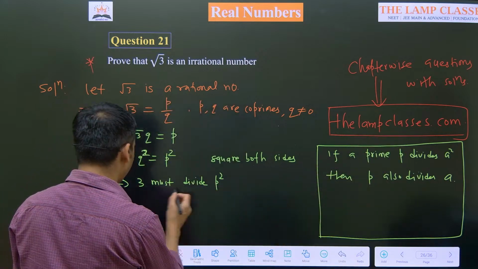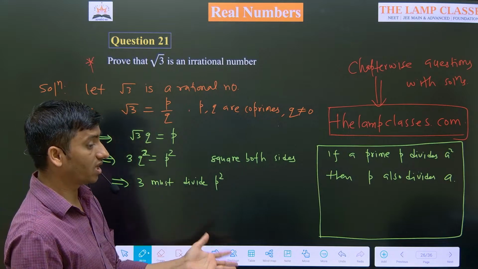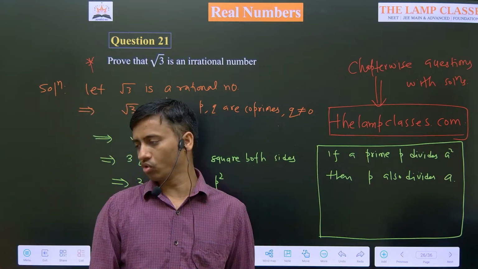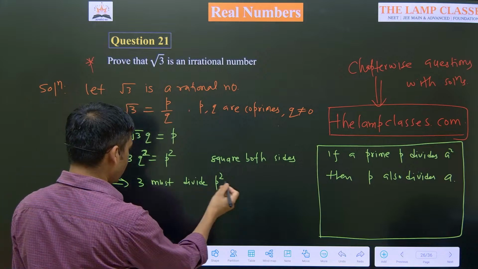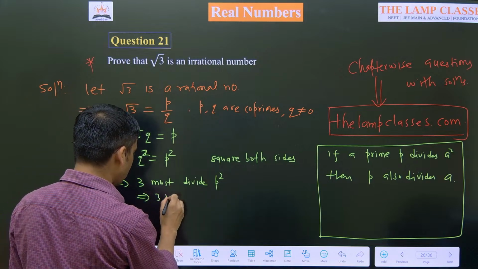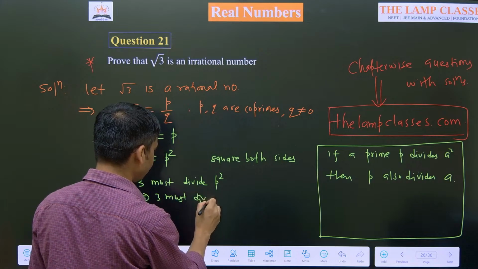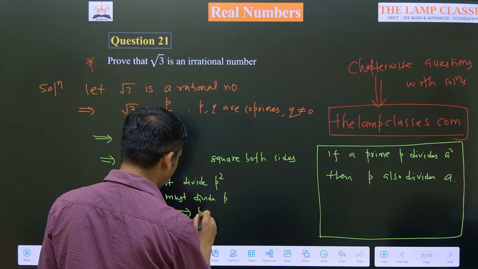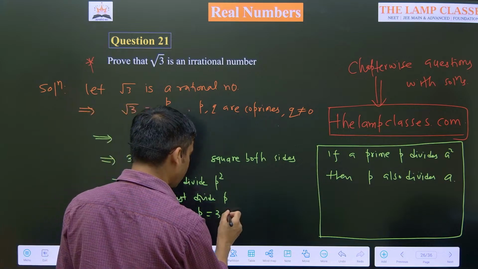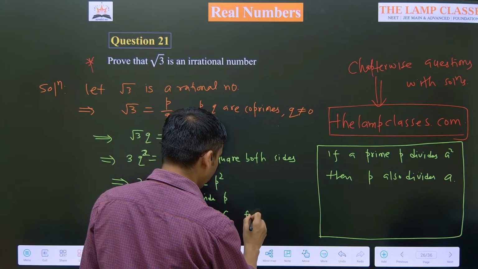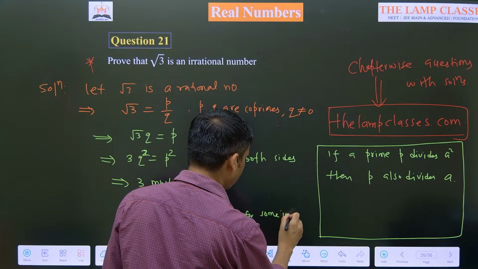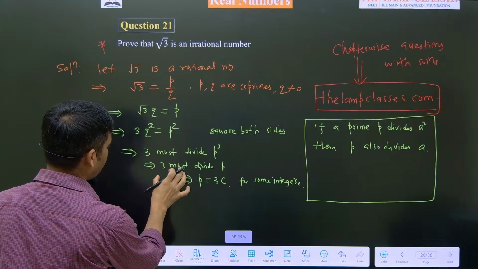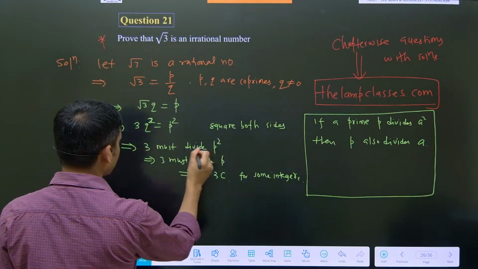So 3 must divide p square. There should not be any confusion here. If you have confusion, then in place of taking p and q, guys, you take a and b as the co-prime numbers here. So if 3 divides p square, then can I say 3 must also divide p? Must divide p. And if 3 divides p, that means p is actually a multiple of 3. So can I say p has to be 3 times some number c, for some integer c. There should not be any confusion here, guys. Some integer c, right? And now can we replace p as 3c in this equation?